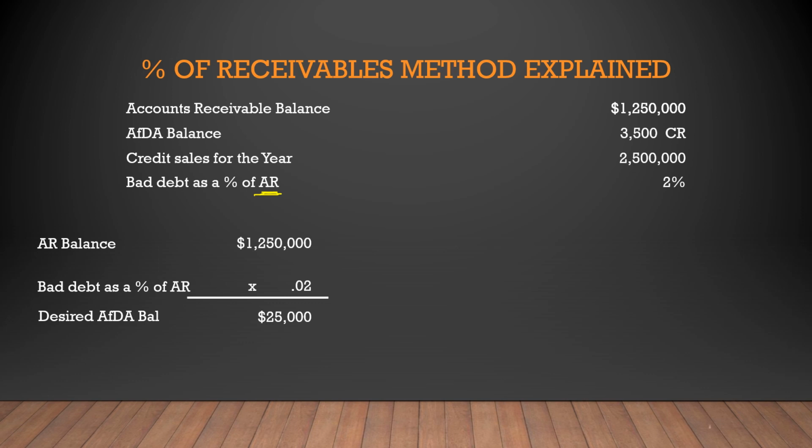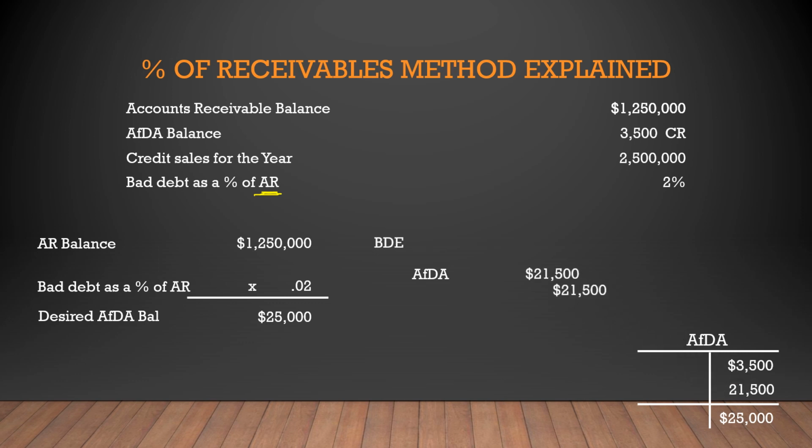So, $25,000 is our desired ending balance in AFDA, and AFDA currently has a $3,500 credit balance. That means we need to credit AFDA for $21,500. Consequently, our adjusting journal entry will consist of a $21,500 credit to AFDA and a corresponding debit to bad debt expense.